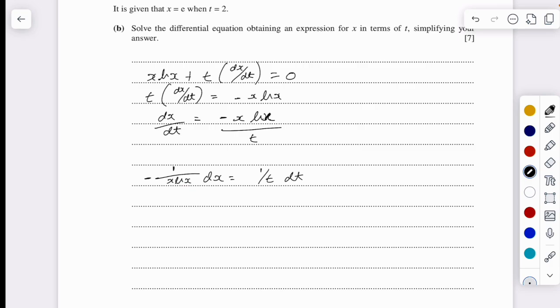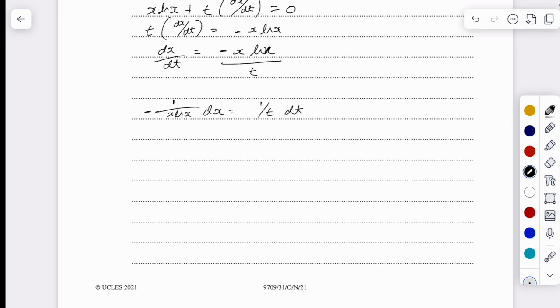And as a result, we can now integrate, right? We can say that we've got negative integral of 1 over x ln x dx here, and that's going to equal the integral of 1 over t dt over here. Brilliant.